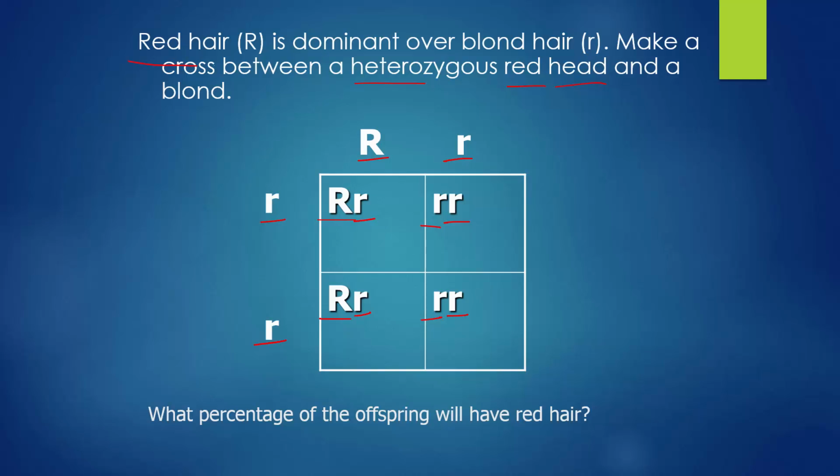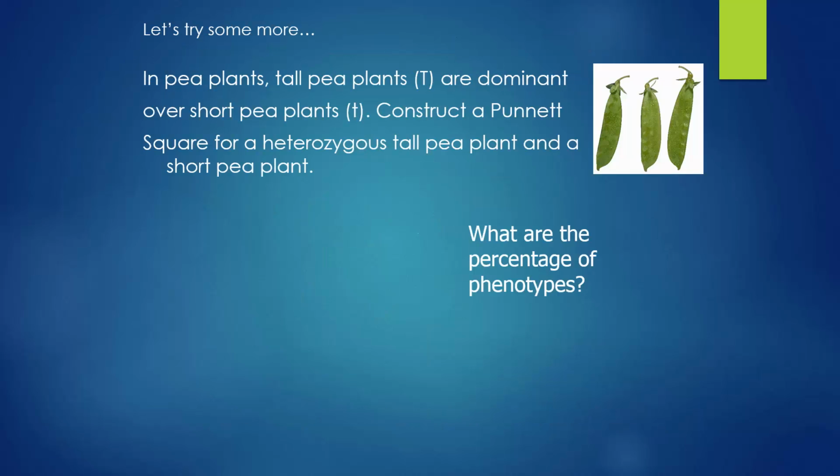Now remember, red hair is dominant, so we need to find any genotype of the possible offspring that has a capital R in it. So here's 1, here's 2, and that gives me 50%, because there's only 4 opportunities. 2 divided by 4 is 50%. Hopefully this is getting there, okay?